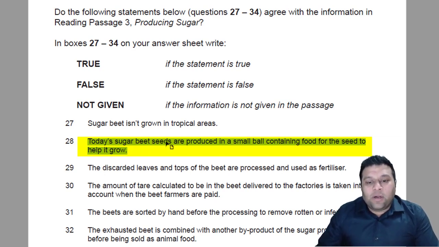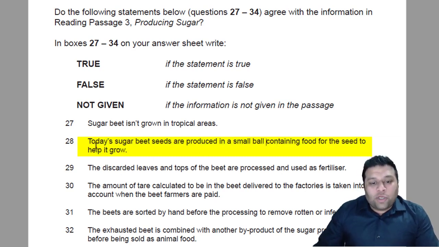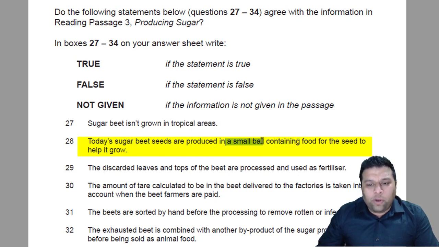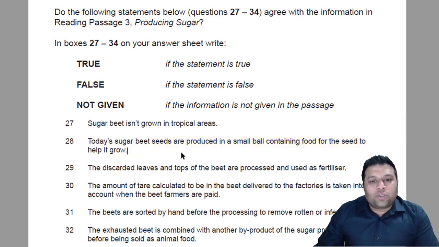Today's sugar beet seeds are produced in a small bowl containing food for seed. If you try this, let me know how many answers you were able to get right. Sugar beet seeds are produced in a small bowl, kind of a bowl probably, containing food for seed. Now, what is food for seed? Well, food for seed is fertilizer that helps it grow. So let's see if you can find it.